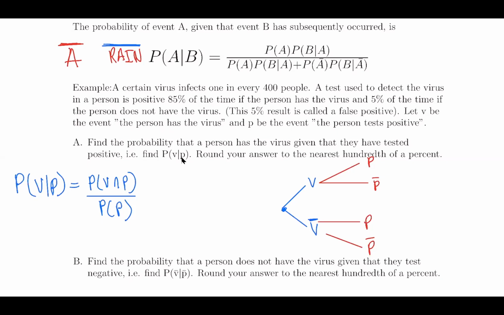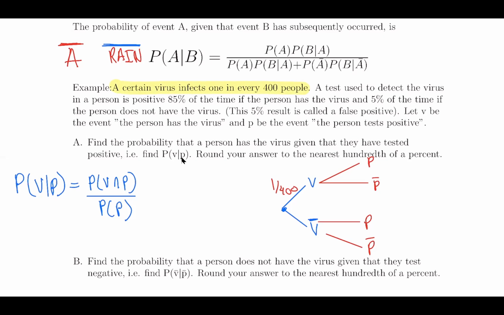And cool, yeah. All right, good. So if you look at what Brando said, he said 1 in 400, and that's correct. Good. That's what they tell us right over here. They tell us a certain virus affects 1 in 400 people. So that's the probability that somebody will have the virus. 1 in every 400 people.